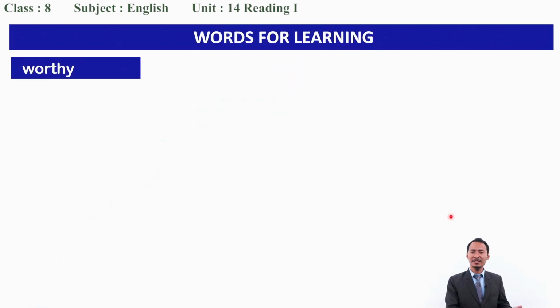Okay, dear students, we have here some words from the story that we are going to learn before reading. Let's have a look at them so that it will be easier to read the story here. So the first word we have is worthy. Can you say it? Yes, worthy.